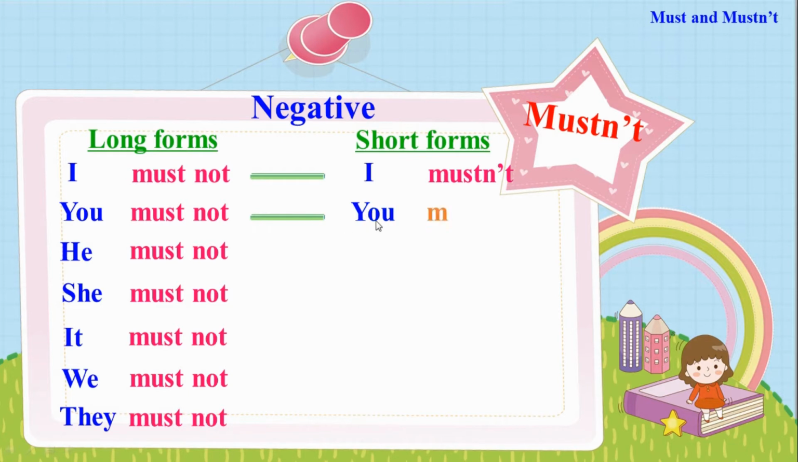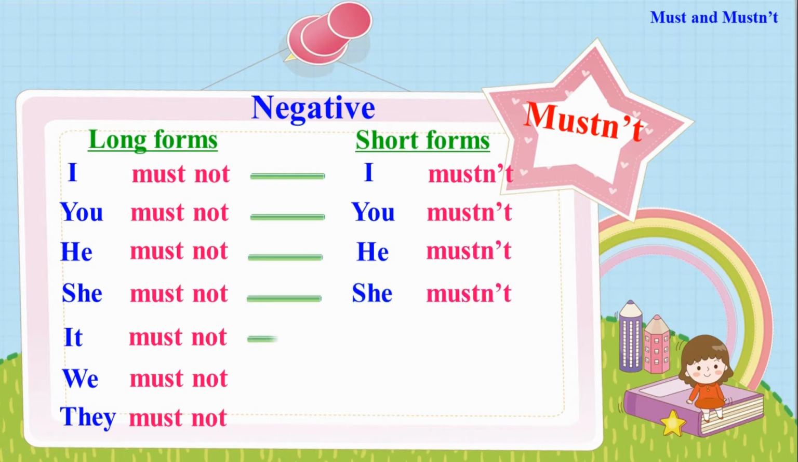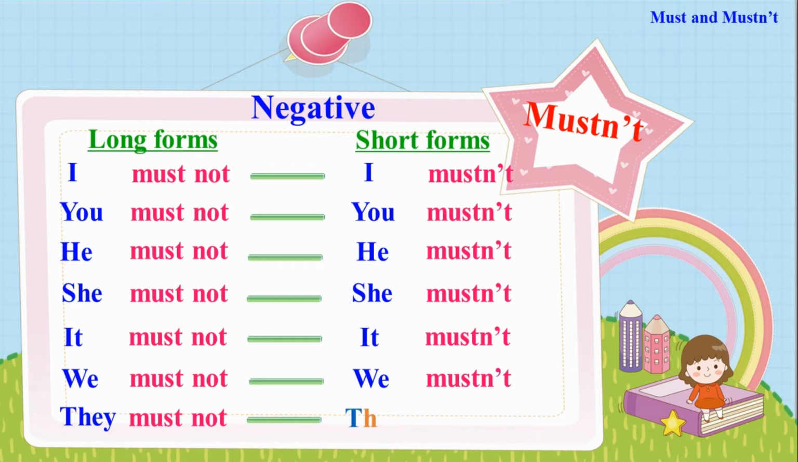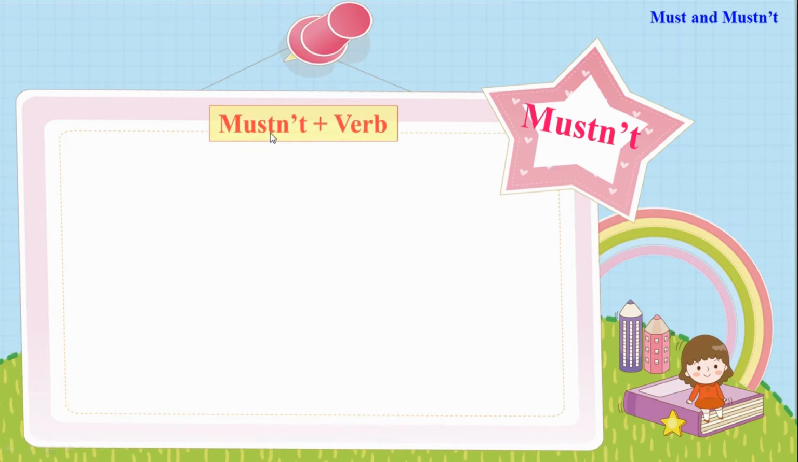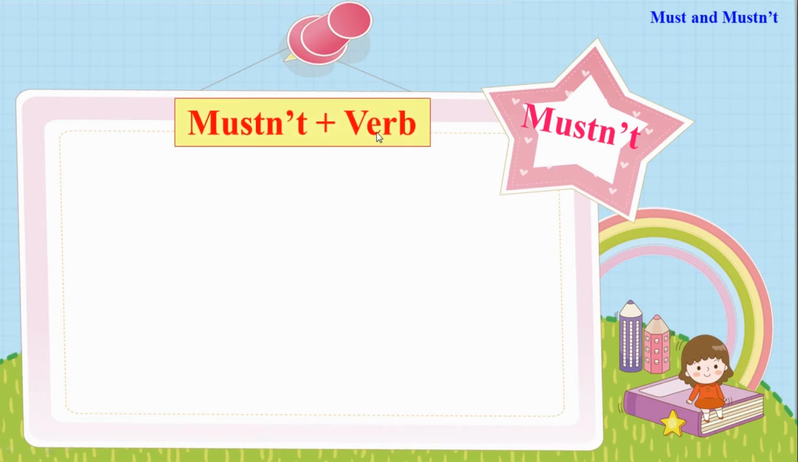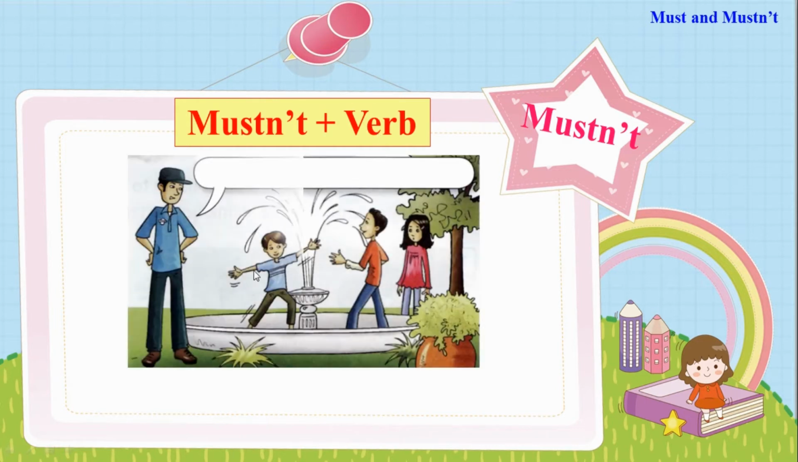I mustn't. You mustn't. He mustn't. She mustn't. It mustn't. We mustn't. They mustn't. Now we have the formation mustn't plus base form.